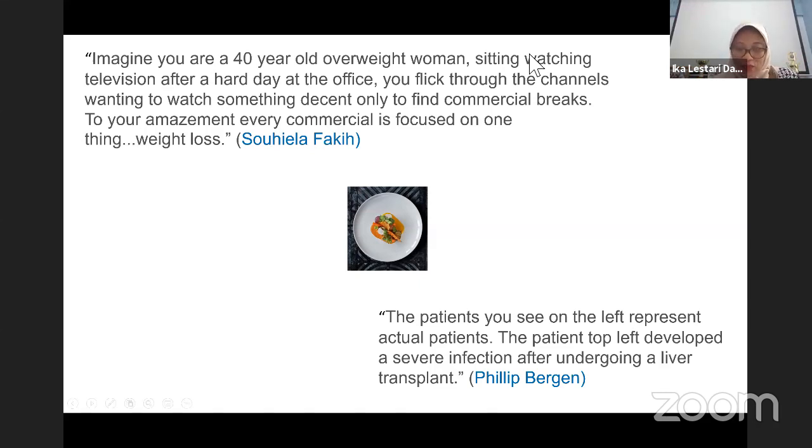Another example is from Philip Bergen, where he used a character to help him to talk about his research, to convince the audience that his research is important. So I believe in his slides, there's a picture of the patients. As you can see here, the patients you see on the left, I think he meant on the left of the slide, represent actual patients. The patient top left developed a severe infection after undergoing a liver transplant.